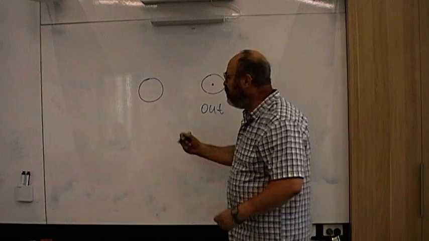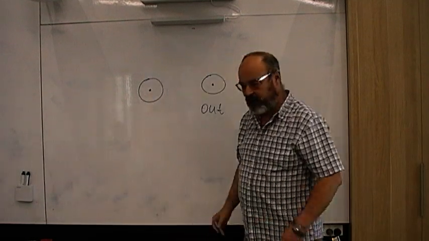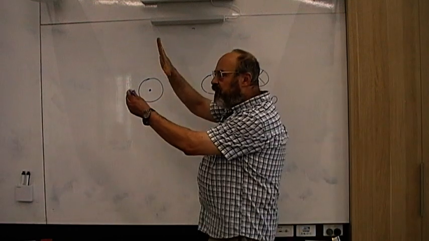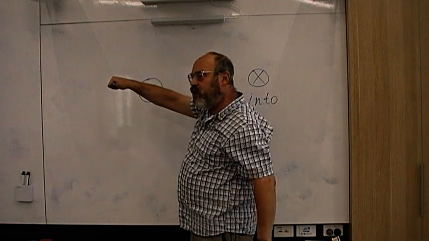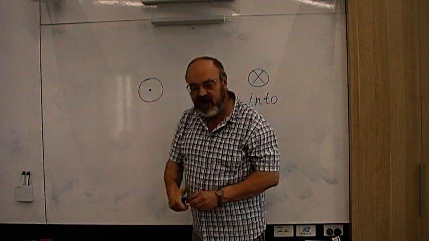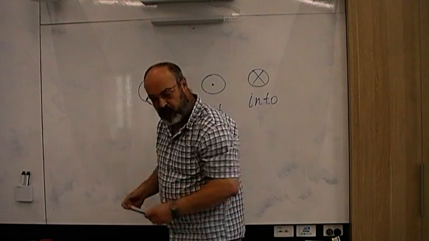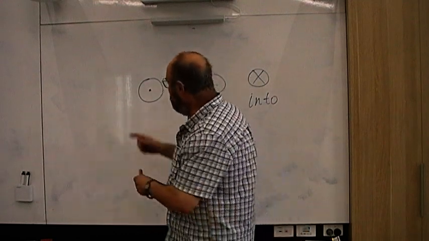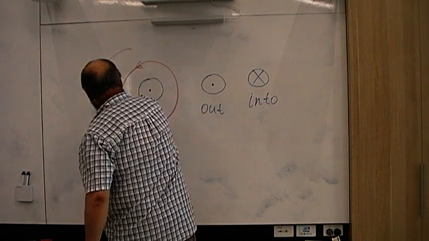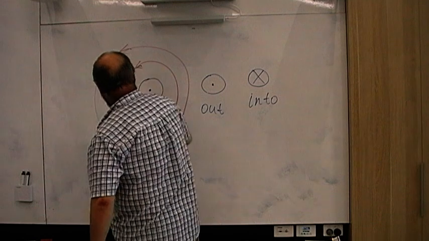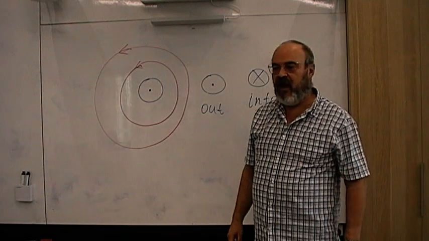So let's make this current out of the page. So current going that way. You need to grip it like this, so that your thumb is going this way. And what will be the direction of the magnetic field? This way. So these are the lines of magnetic field. So this is a wire, and the magnetic field is like this, around it.